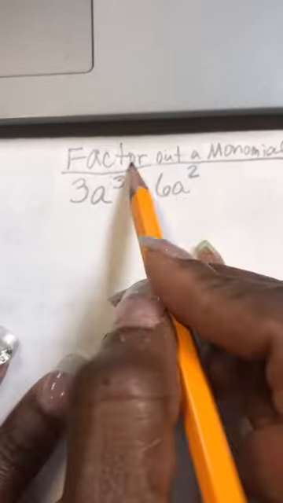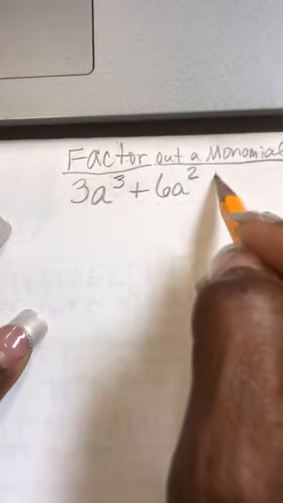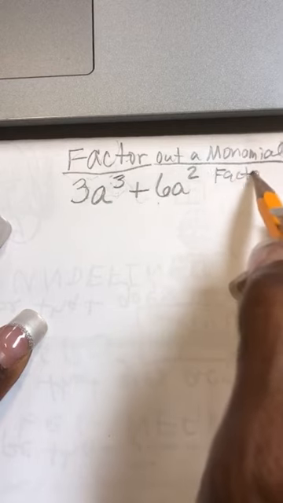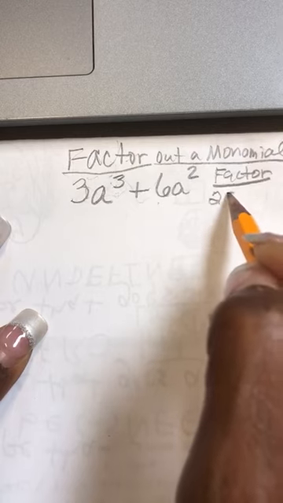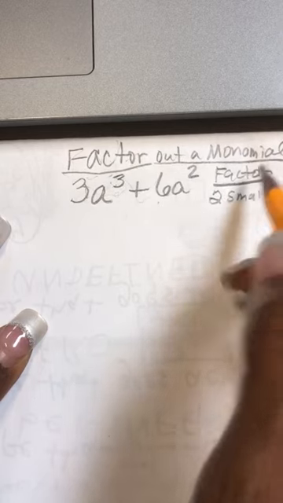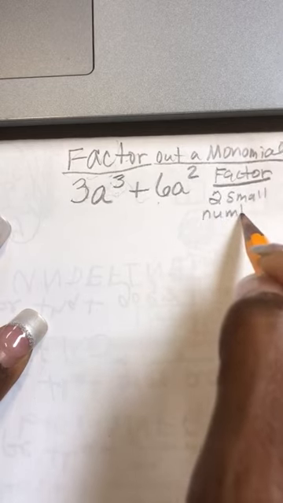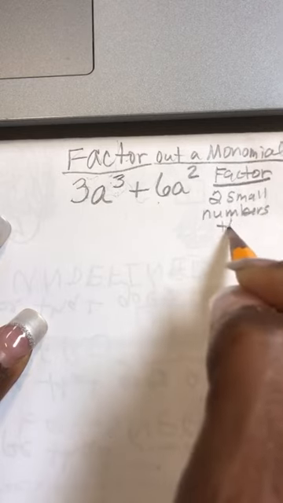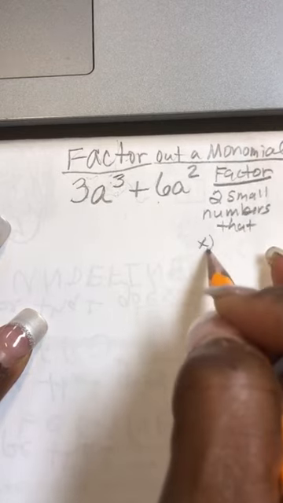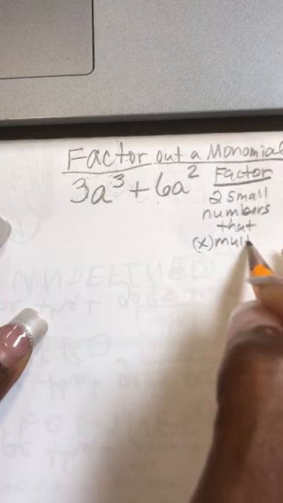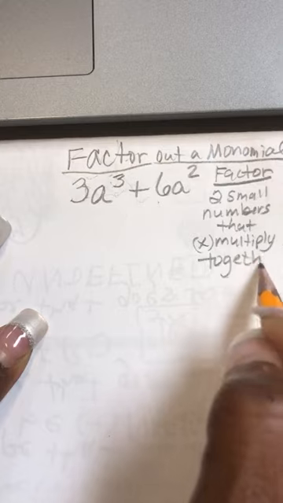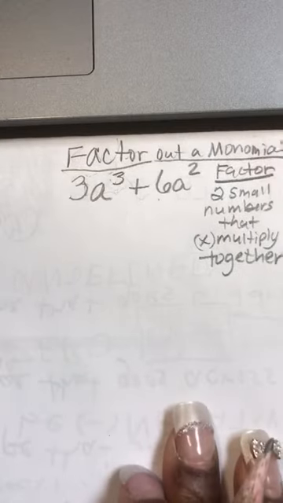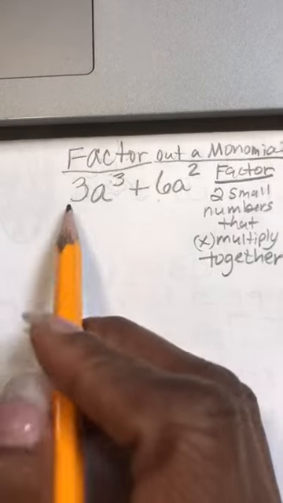Okay, so factors, let's first write what the definition of factor is. A factor: two small numbers that multiply together to equal a number. So we are going to write the factors of 3.